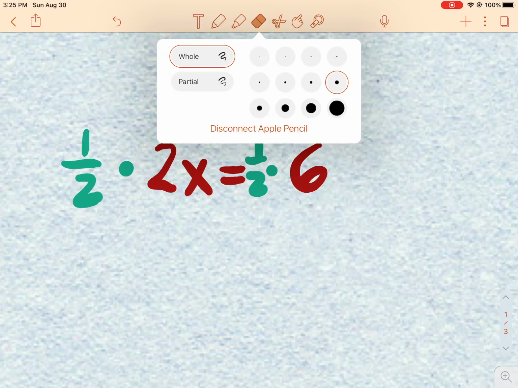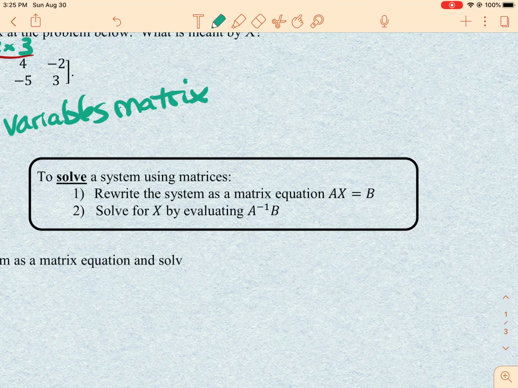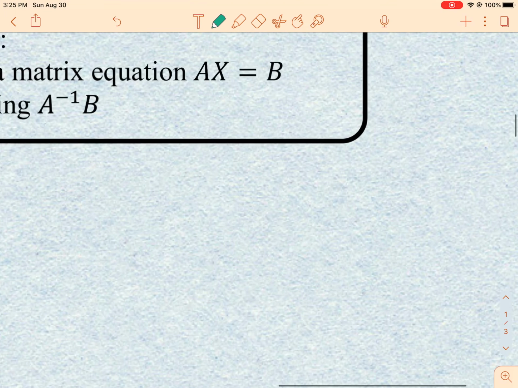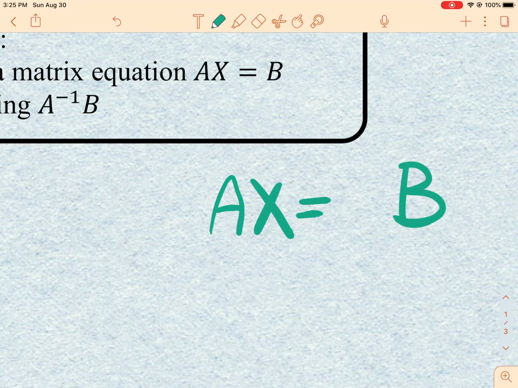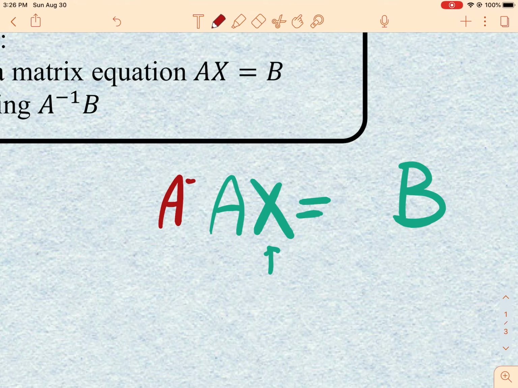When dealing with matrices, we can't divide matrices, but we can multiply. So here's what you do. When you have a system written out as AX equals B, to solve for X, you end up doing A inverse times B. So it's kind of like, in order to get this X all by itself, it's like dividing by A, but we can't do that with matrices. So we multiply by A inverse.